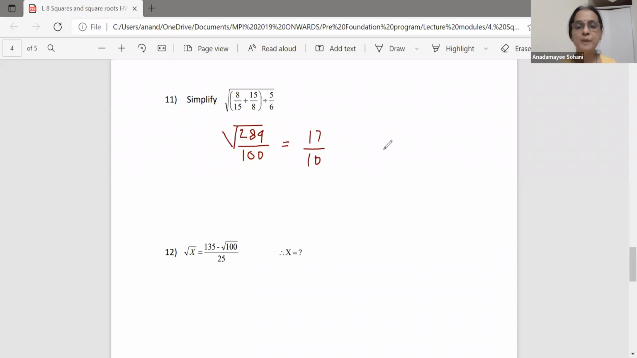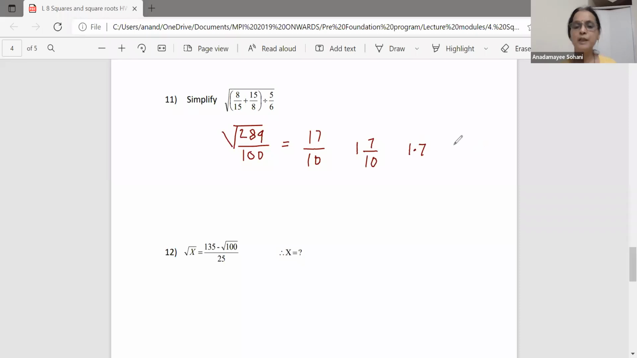It was a long sum and many steps that checked your understanding of fractional addition, BODMAS, fractional division, and understanding of square roots. 4 concepts were checked in this question. Now this I can write as 1 integer 7 upon 10 or 17 upon 10, or those who know decimals, we can write this as 1.7.